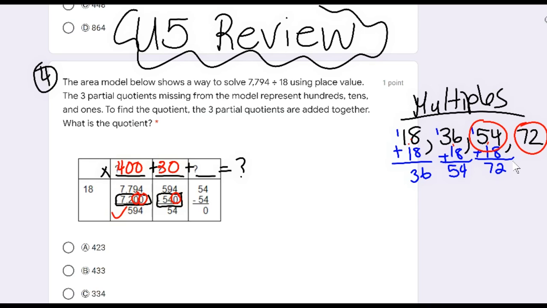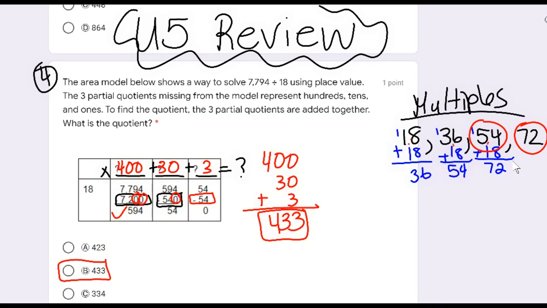And lastly, what is our last partial quotient that's going to give us 54? We just did that. It's our third multiple. So we're going to put a 3 here. Is there any zeros that we need in here? Nope, because there's no zeros in the box that I just circled. So there's our answer. What do we do next? Add them all together. 400 plus 30 plus 3. What does that give us? 433.